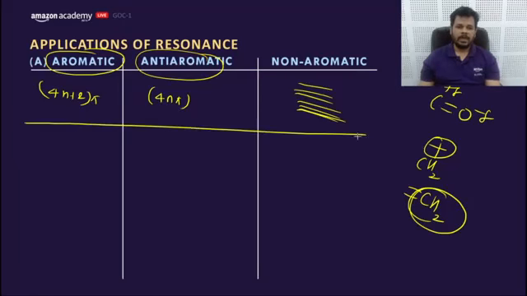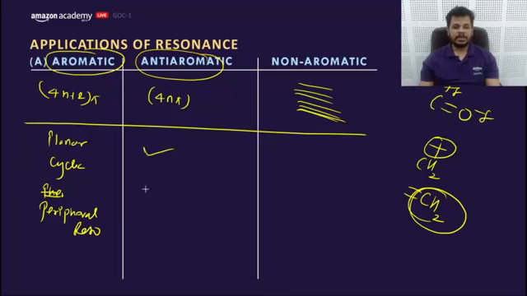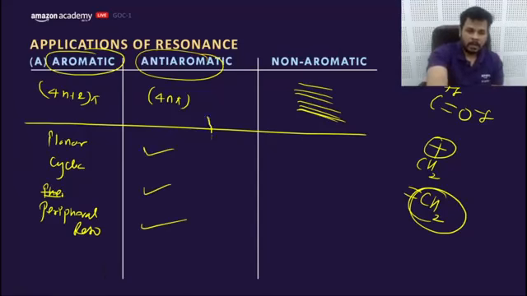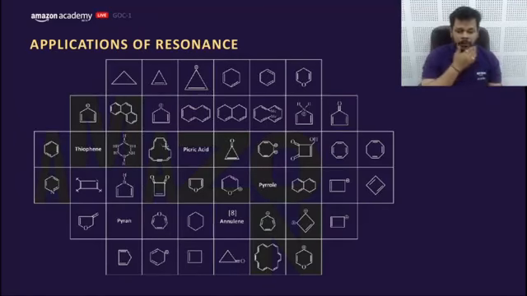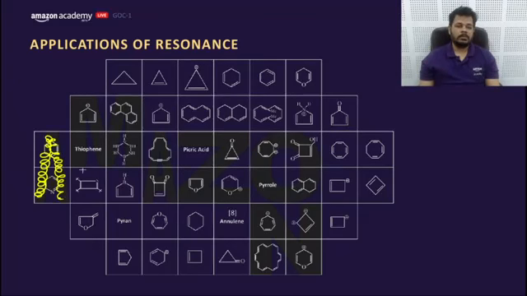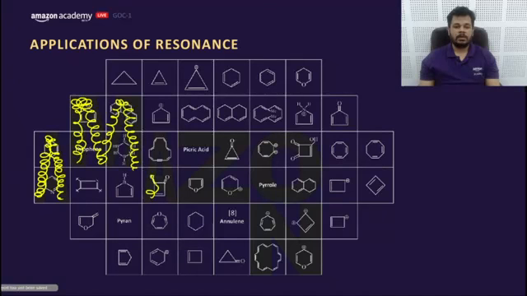Some other conditions: it should be planar, it should be cyclic, it should have complete peripheral resonance. These are the conditions required for aromatic and anti-aromatic. Now, if you apply this concept in all the compounds in this sheet of questions, you will get an amazing reply.